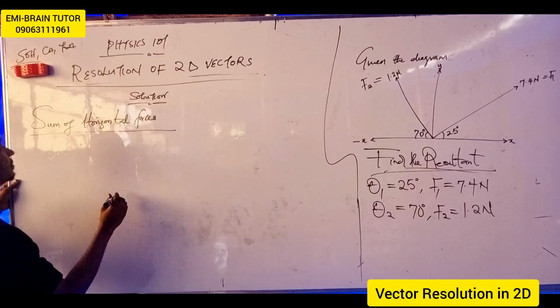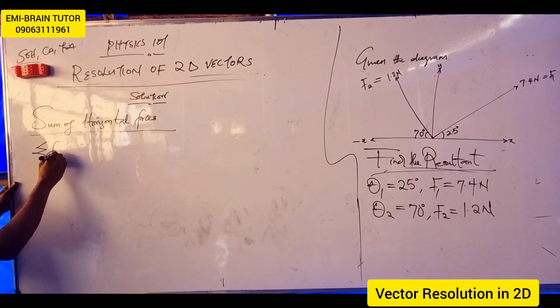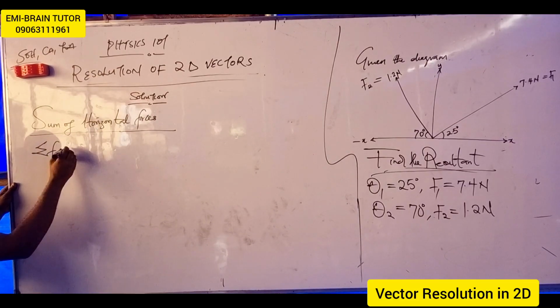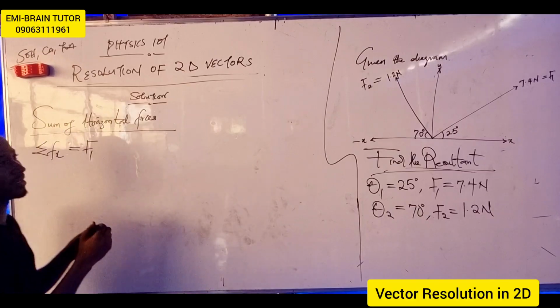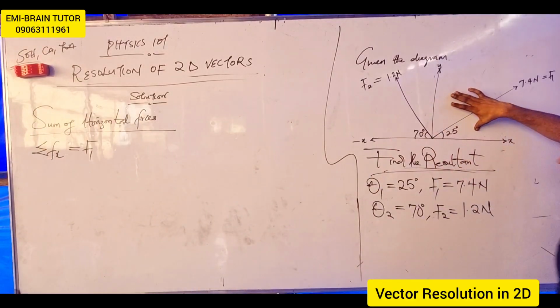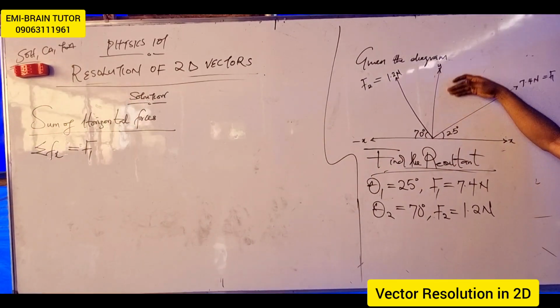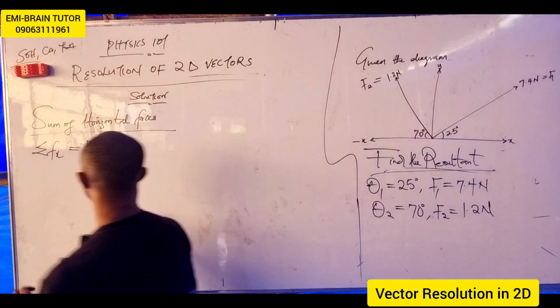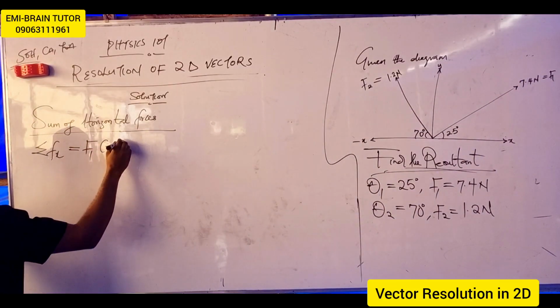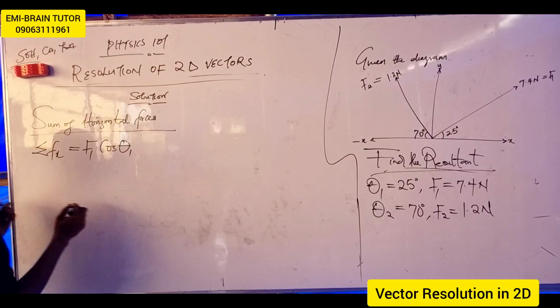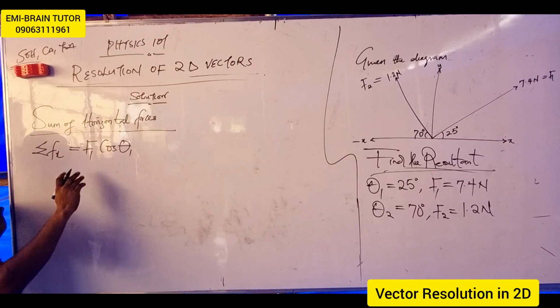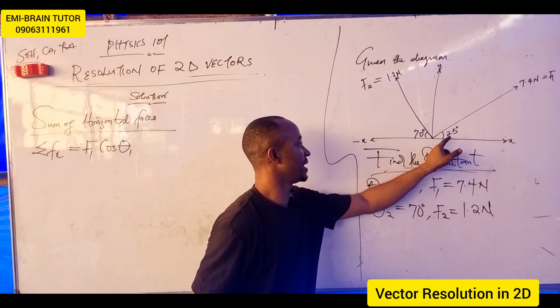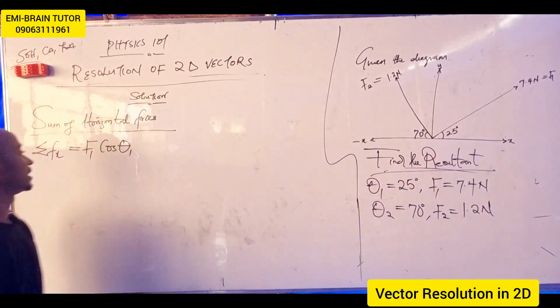Now, let's resolve. Meaning the sum of all forces in the x-axis is equal to what? Force 1 is in what quadrant? In the first quadrant, right? Both x and y are positive. So here becomes F1 cos theta 1. Hope you know why we're using cos here. Because the angle is on the x-axis. Good.